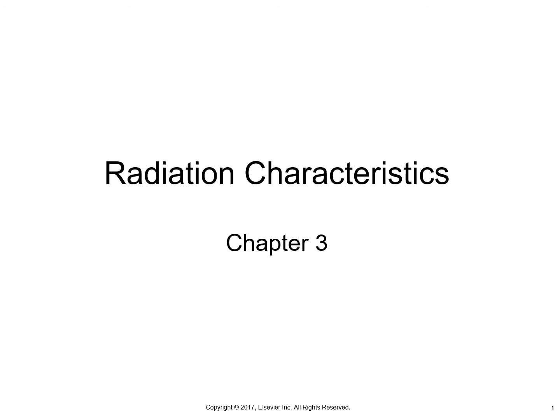Chapter 3 is going to be discussing radiation characteristics. In the last chapter, we talked about radiation basics. We talked about the technical factors that can be on a control panel, such as kilovoltage, milliamperage, and time. Usually you really only have control of time, but we're going to talk about kVp, mA, and time, as well as distance and what effect that has on the image that we create.